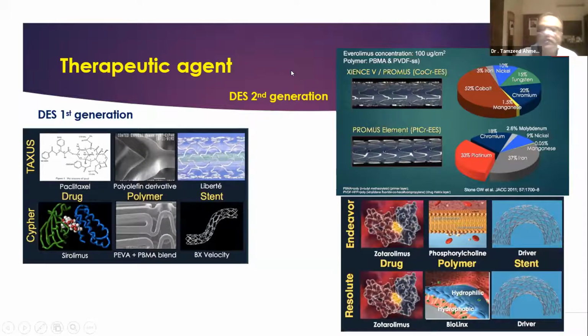I'm talking about FDA-approved stents only here. Those are Xience V and Promus Element stents. They started using everolimus as their drug and PBMA as the polymer, compared to PBA before. And they showed further improvement in design and strength, and lessened stent thrombosis. And of course, Resolute and Endeavor, they use the drug zotarolimus.